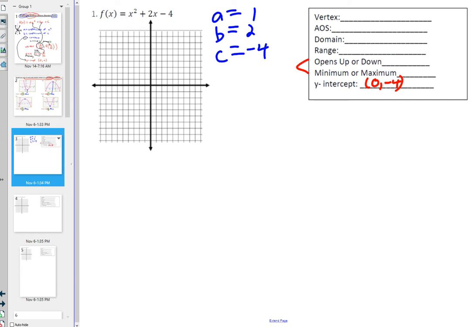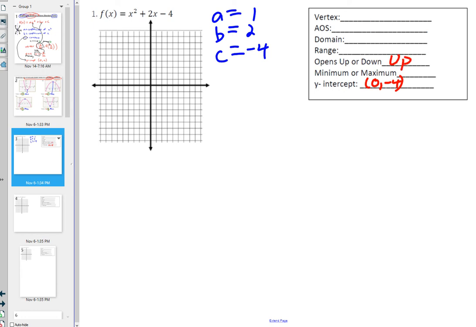Opens up or down, minimum, maximum. What reveals that is A, more specifically, the sign of A. A positive, parabola opens up. A negative, parabola opens down. In this case, A is positive, so is this parabola going to open up or down? Up. It's going to be up.